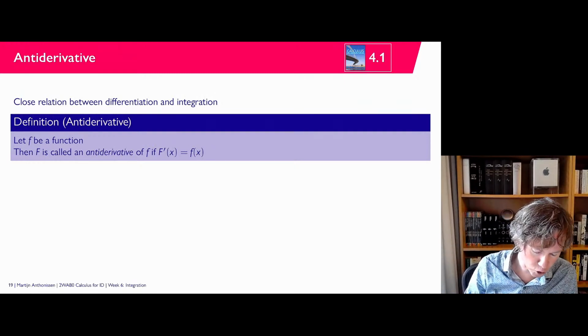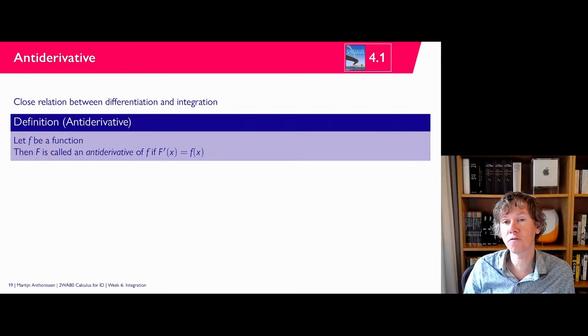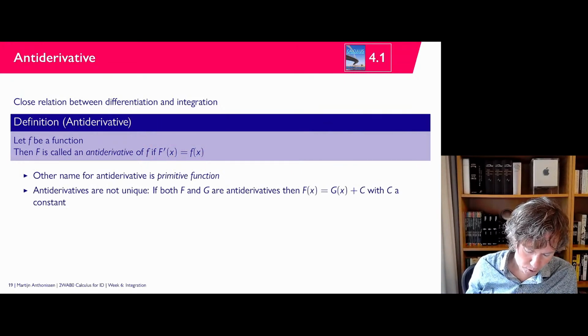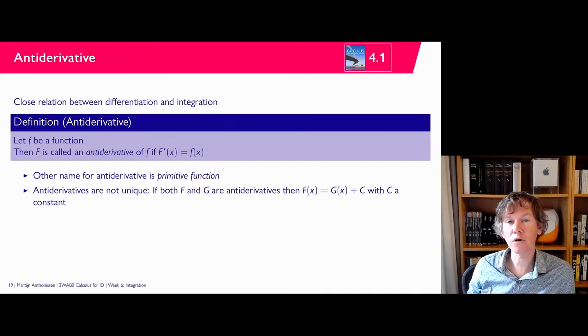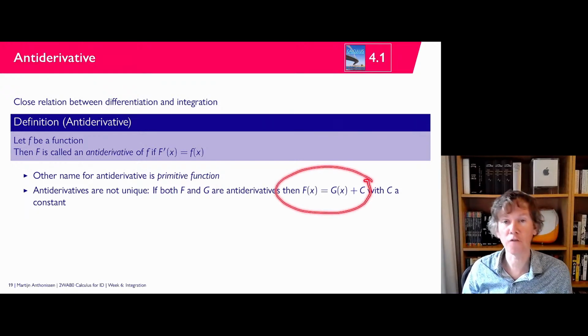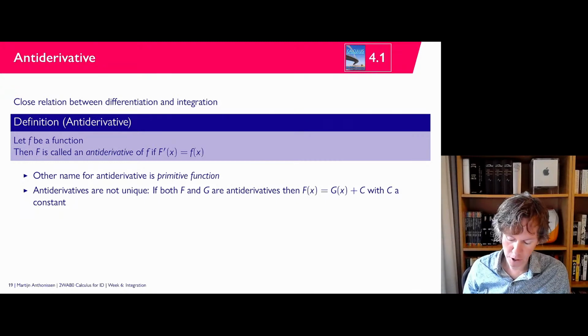So if you have a function little f, then we call capital F an antiderivative or primitive function if when you differentiate capital F, you get little f. So another name is primitive function, and you know that they're not unique. So if both F and G are antiderivatives, then F is G plus a constant. Because if you differentiate them, then you get F prime equals G prime, which is little f if they are both primitive functions of little f.